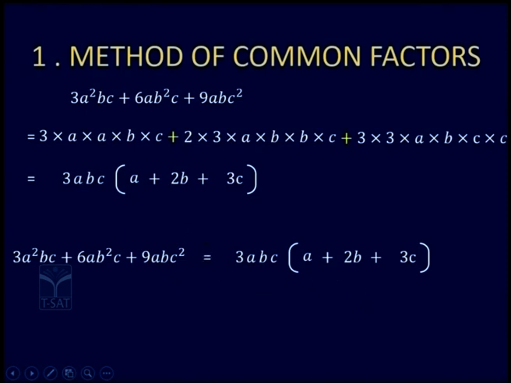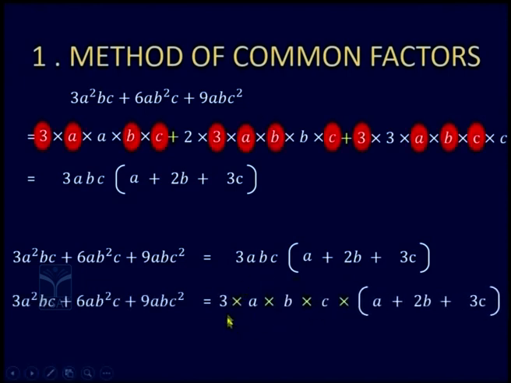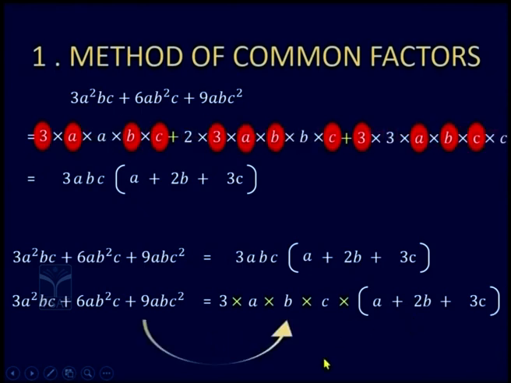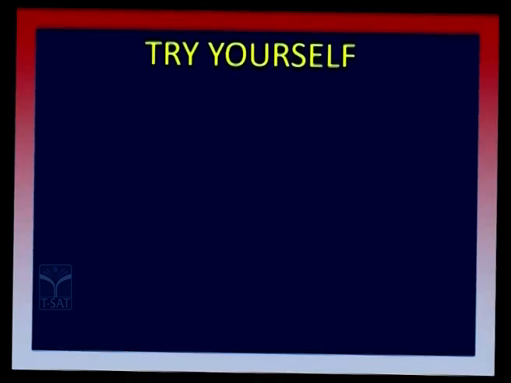How can you say this question is said to be factorized? Because all the right side terms are under multiplication. 3ABC means 3 into A into B into C into this bracket. Thus this question is now said to be factorized. Isn't it interesting, students? We have completed the first method of factorization.